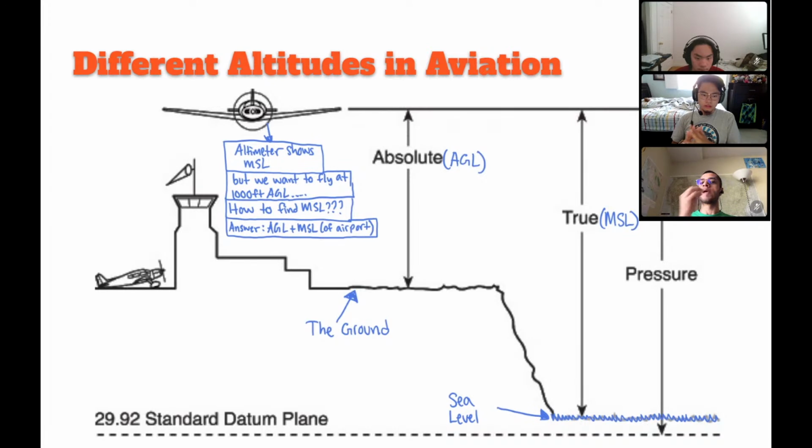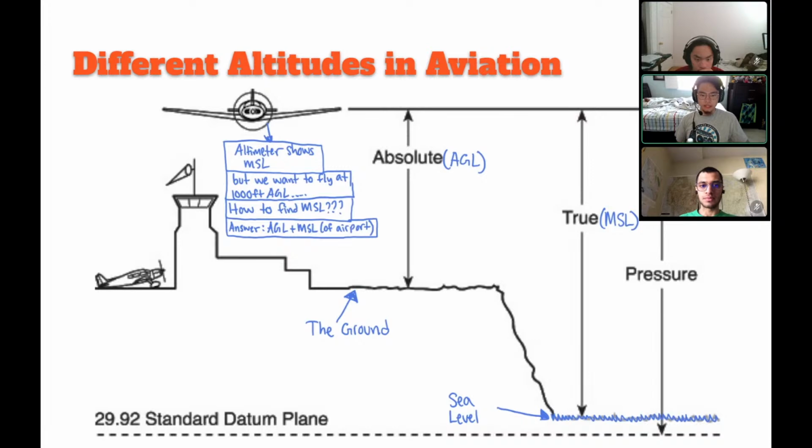So now how do we know what altitude to fly at when we do our traffic pattern altitudes? You might remember we've been telling you to fly at 1,000 feet. Well, 1,000 feet is actually 1,000 feet absolute altitude, or 1,000 feet AGL, which is 1,000 feet above the ground level. Now, how do we fly at 1,000 feet AGL if our altimeter shows MSL or true altitude?